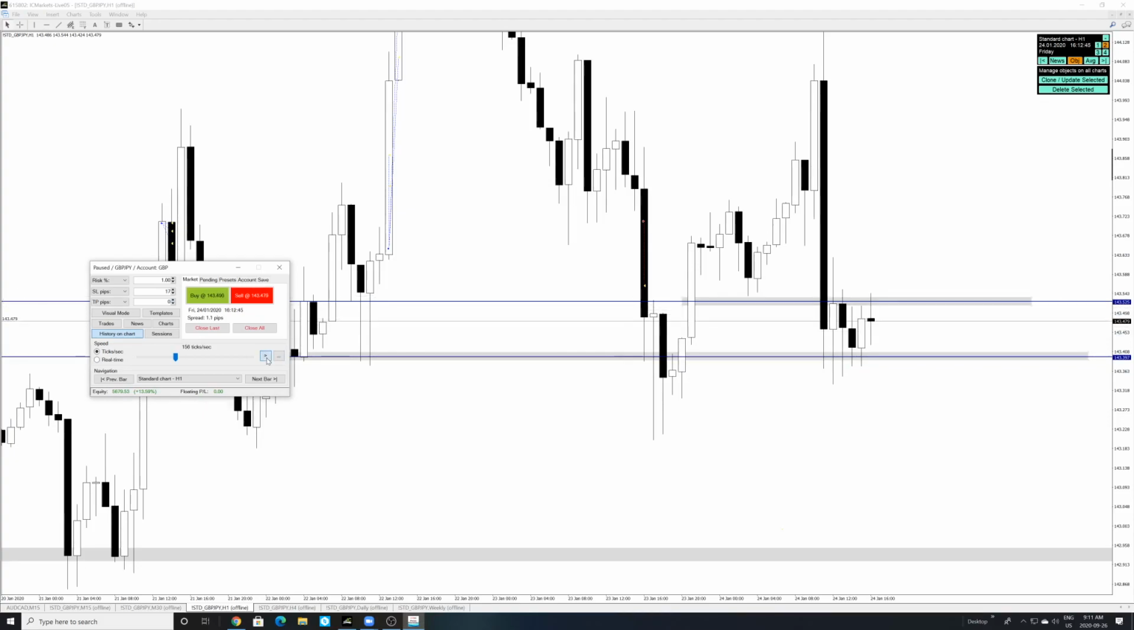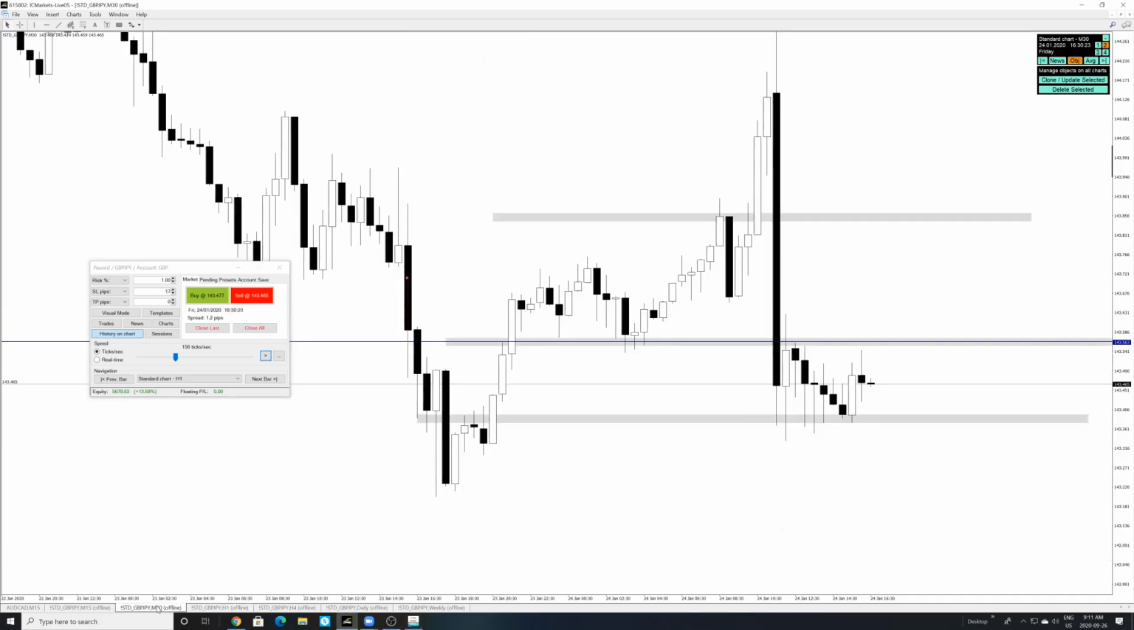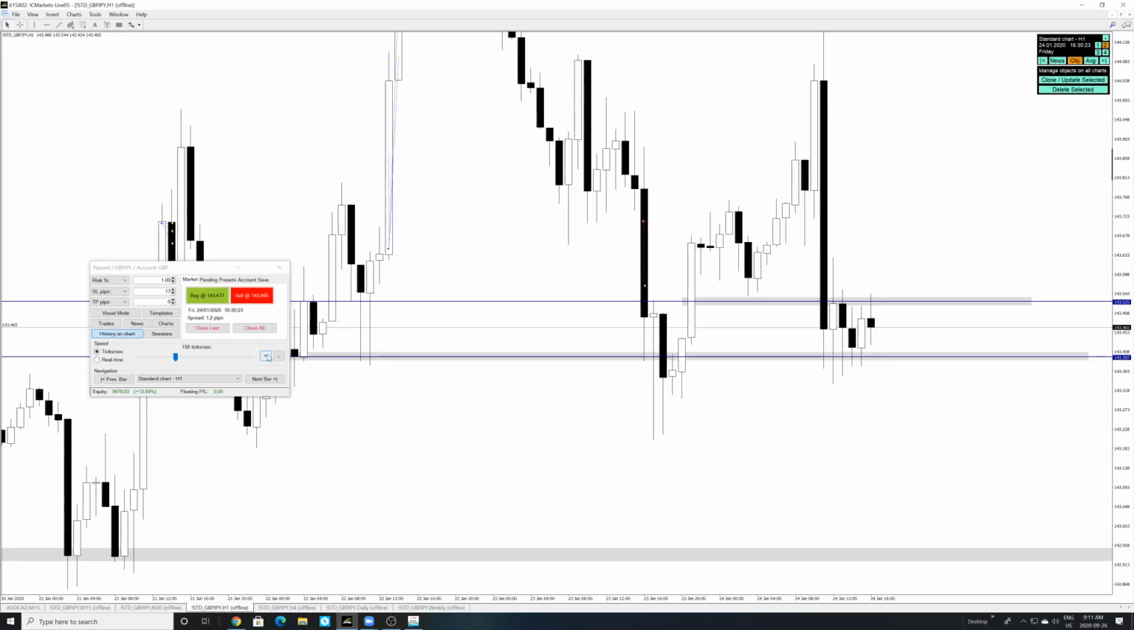Oh, we broke up and we came back down. Can't take any impulse entries on a Friday, right? We have to wait. 30-minute candle just closed. Looking at the 30-minute, 30-minute is now really ranging. And yeah, we're just focusing on the 1 hour at this point.